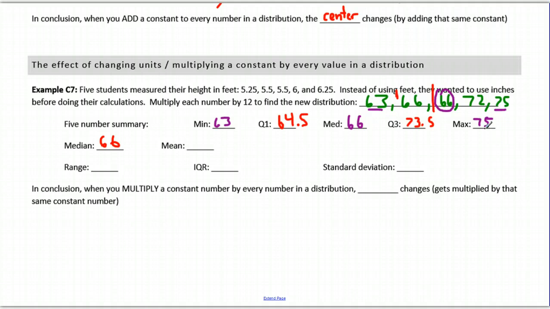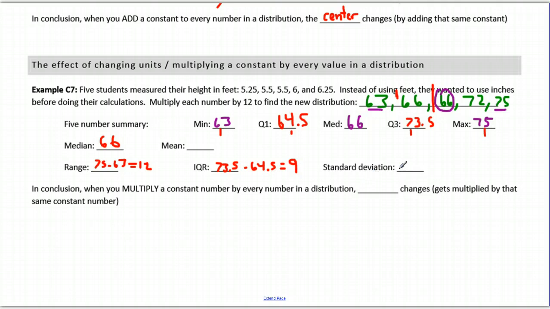The range, from the highest to the lowest, from 75 down to 63, we subtract 75 minus 63, I'll even write that out, 75 minus 63 is 12. The IQR is the range that only goes from third quartile to first quartile. So 73.5 minus 64.5. Throw that in your calculator or do that on your own, and you will get 9 as your IQR.